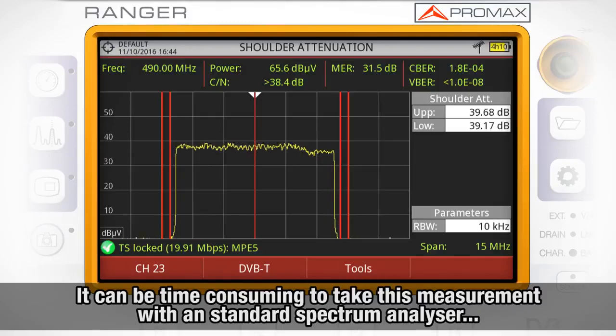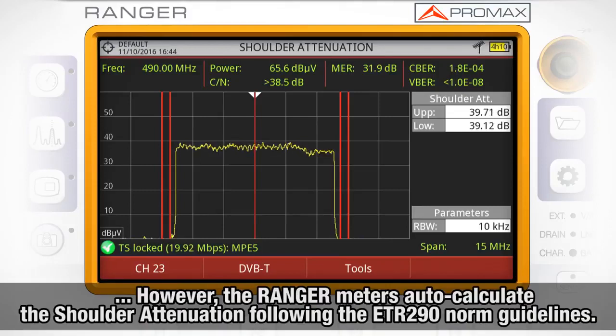It can be time-consuming to take this measurement with a standard spectrum analyzer. However, the shoulder attenuation feature in the HD Ranger meters is designed to calculate this measurement automatically, following the guidelines from the ETR 290 norm.